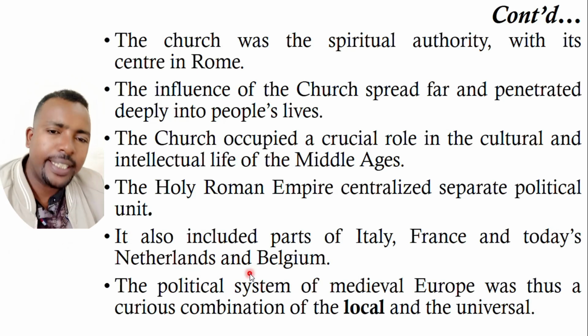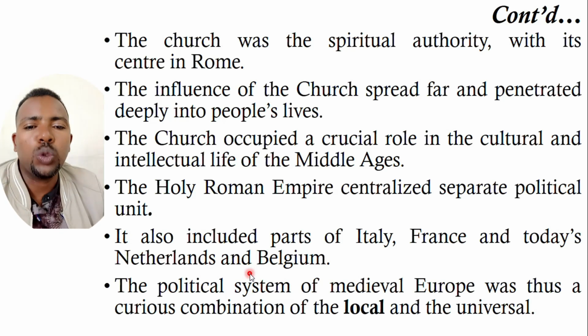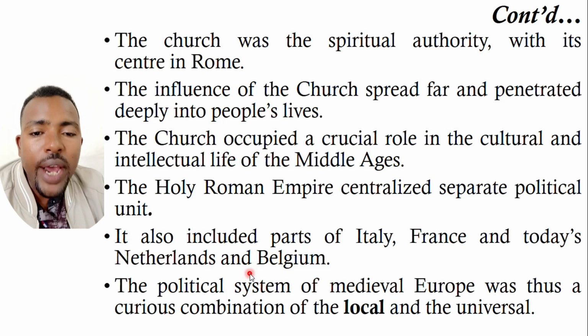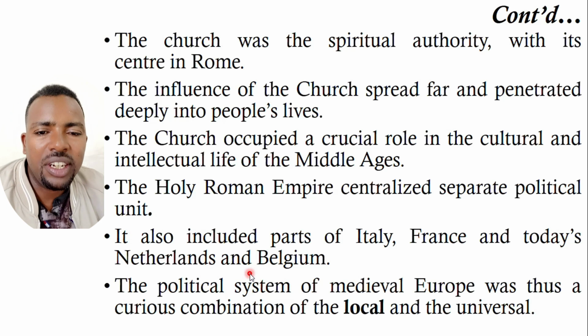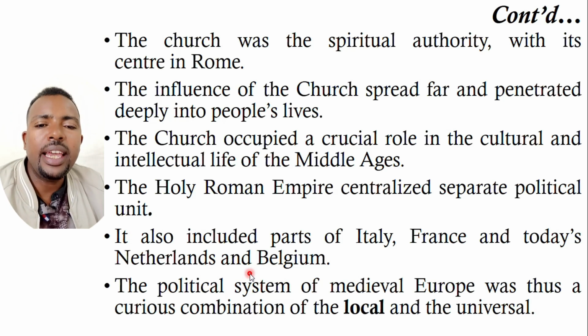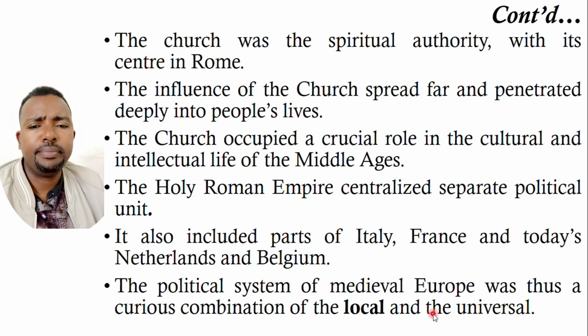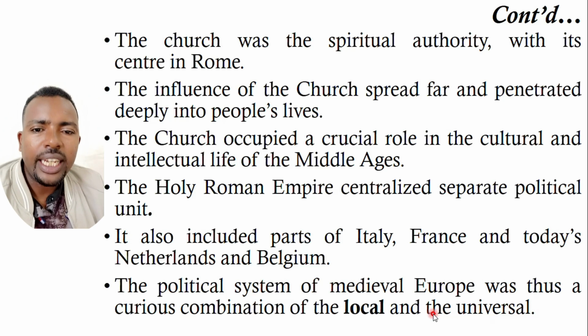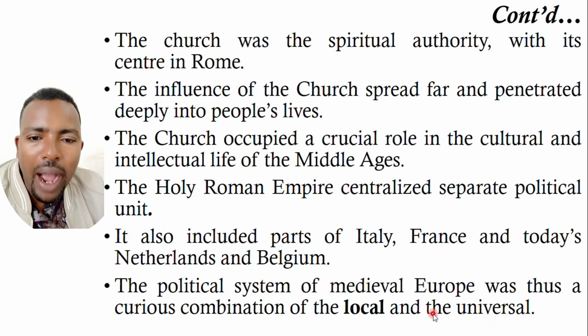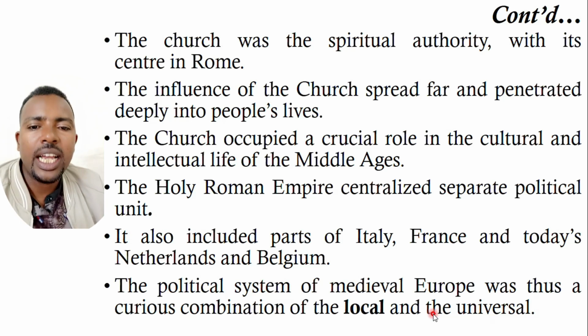So, the Holy Roman Empire had its wings in different countries, had its subsidiary installations in different countries. There were local authorities subordinate to the Holy Roman Empire to execute policies and administrative acts in different parts of the world. So the political system of medieval Europe was thus a curious combination of the local and the universal. What does this mean? This means universally it was ruled and administered by the Roman Empire, and locally those chiefs, clergies, individuals, landlords who had power to rule local communities were making local political decisions.